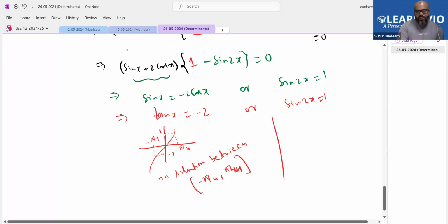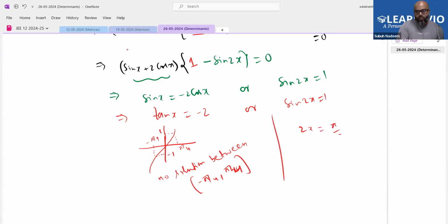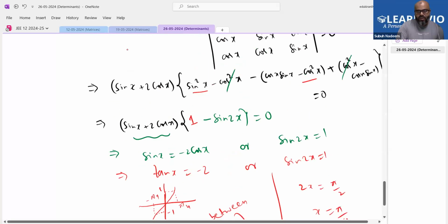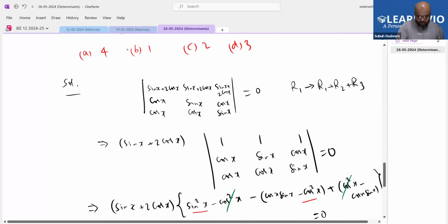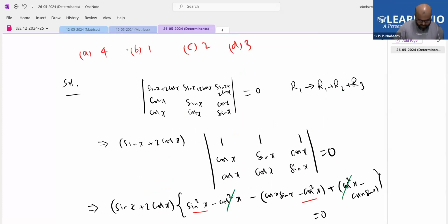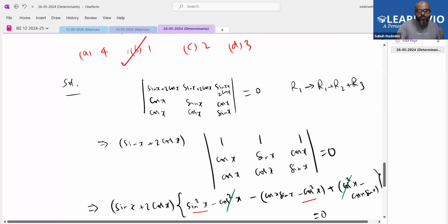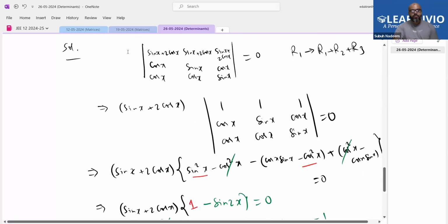And here sin 2x is equal to 1, means 2x is equal to pi by 2, so x is equal to pi by 4. So one solution will be there, which includes pi by 4. So its answer will be 1, option B. You can write it down. First you write till here, then I will scroll down.